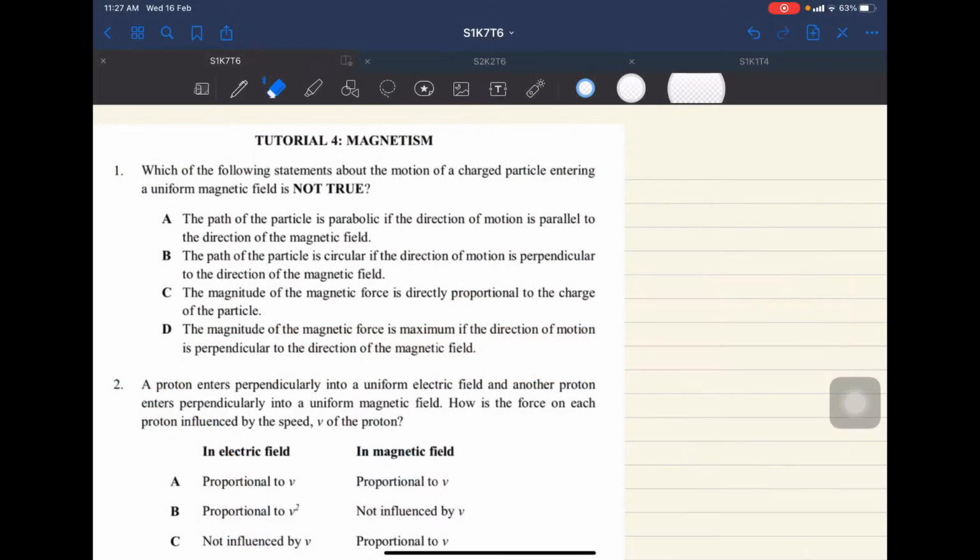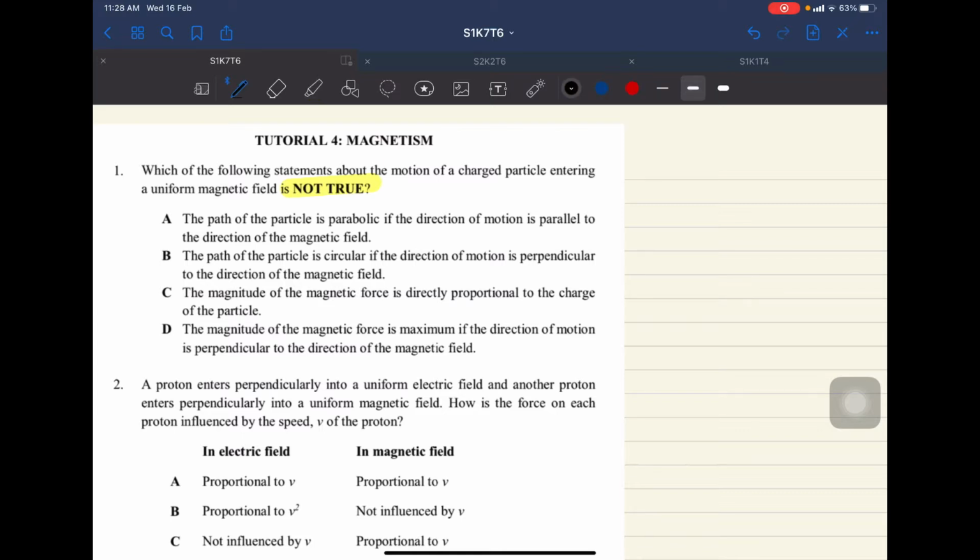Okay, so in this video we discuss tutorial questions, and we're gonna start with the objective questions. Question number 1: which of the following statements about the motion of a charged particle entering a uniform magnetic field is not true? So the one that is incorrect. Option A says the path of the particle is parabolic if the direction of motion is parallel to the direction of the magnetic field.